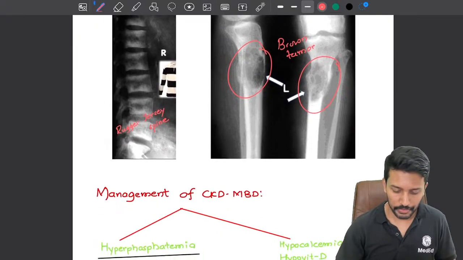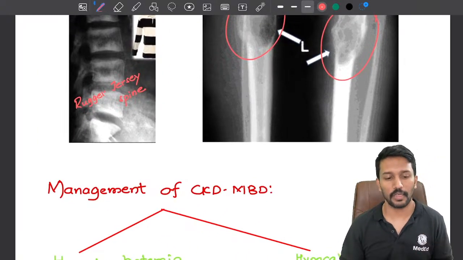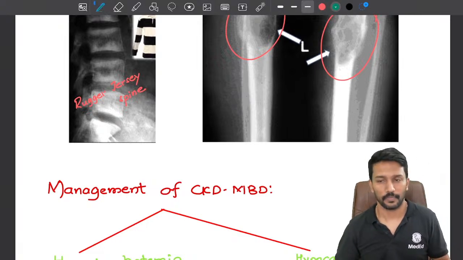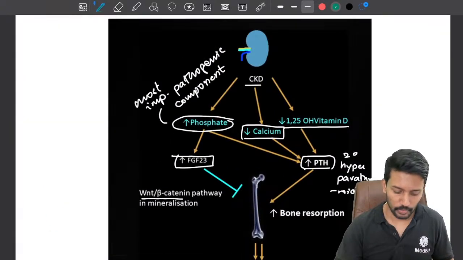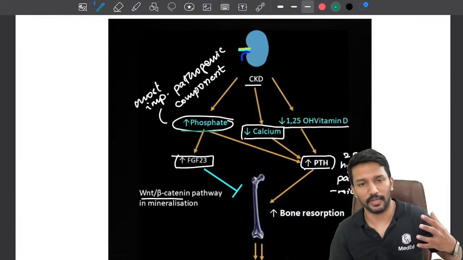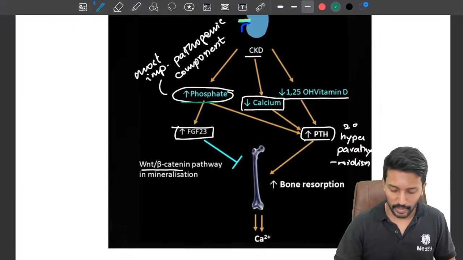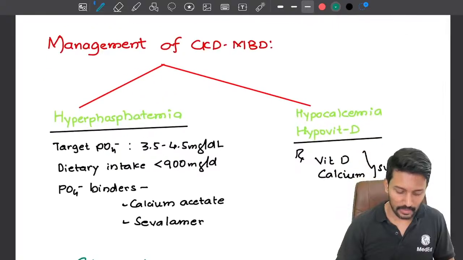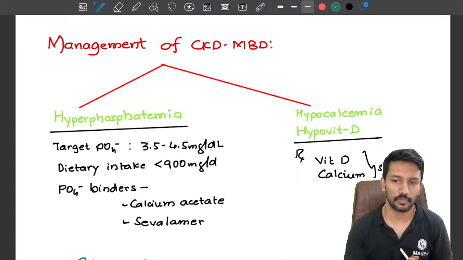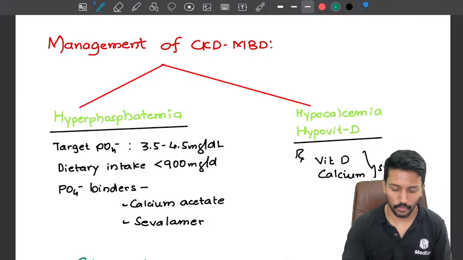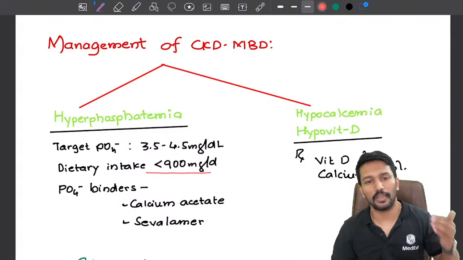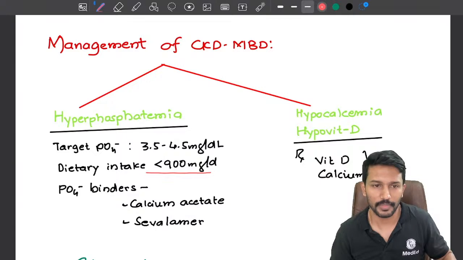Now if I have a patient whose bones have lost the mineral because of the CKD, how do I treat it? What is the principal pathology? It is the hyperphosphatemia which has triggered the abnormalities, right? So I have to primarily focus on decreasing the hyperphosphatemia. How do I decrease the hyperphosphatemia? Primarily I have to reduce the dietary intake of phosphate. I have to reduce the phosphate intake to less than 900 milligrams per day.